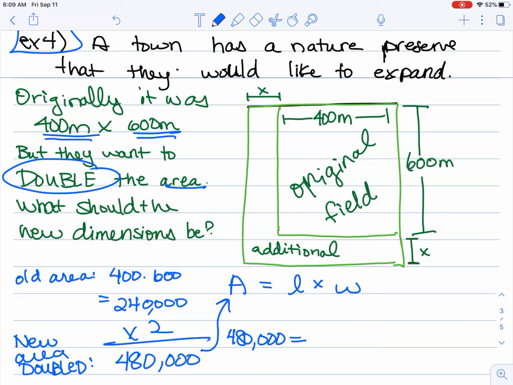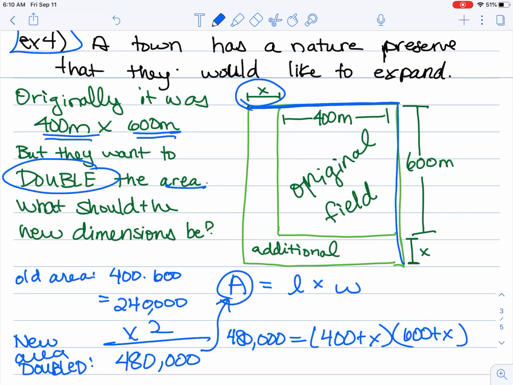480,000 equals, now the length was 400, but now we're adding a piece on, we're gonna call it x. So we're gonna call that 400 plus x. And we're gonna multiply it by 600 plus x, okay? So with that said, we're gonna make sure that we can solve by factoring. So here's the thing. We know our new area equals our new length and our new width, right?